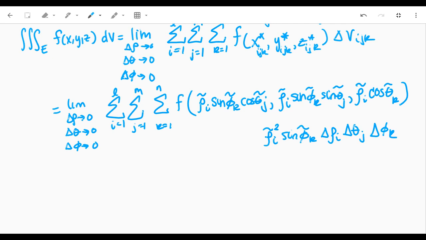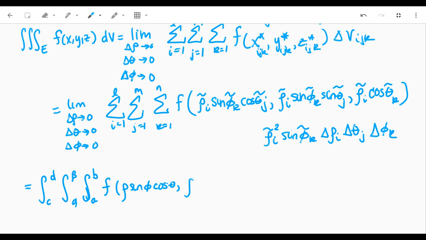Okay, and again, the important part is that now we just get the correct integral. Integral from C to D, alpha to beta, A to B, whatever your function is in terms of rho sine phi cosine theta, rho sine phi sine theta, rho cosine phi. I don't know why, this should be phi too up here. My notes, I kept writing the wrong thing.